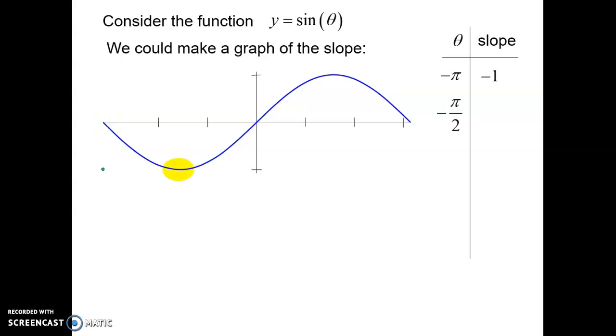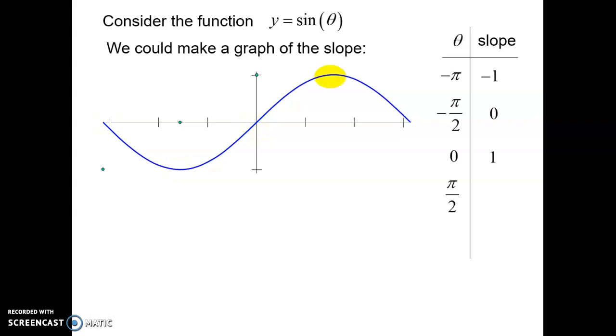So I'm going to pick another point on the curve. Let's pick negative pi on 2. There we see that we had a horizontal tangent line, so the derivative is equal to 0. So I would plot the point negative pi on 2, 0. Then at the origin, it looks to me the slope is about a +1 slope. So I would plot the point 0, 1.